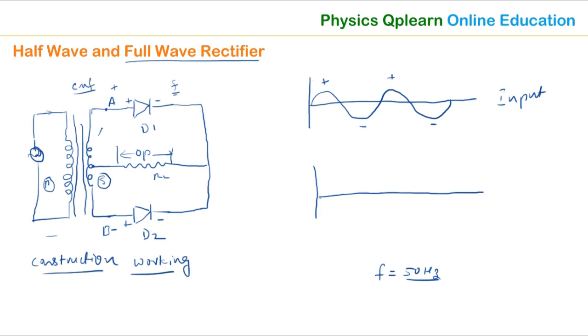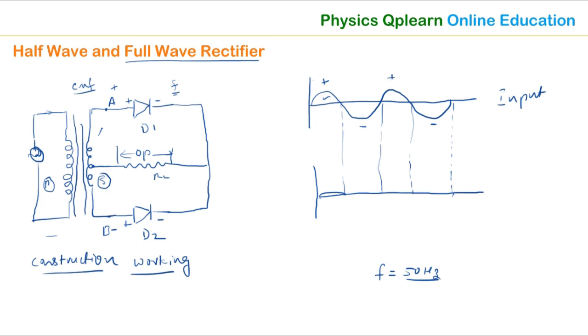So when the diode conducts during this positive cycle, we have to take dotted lines like this for this graph. When diode D1 is forward biased during the positive half cycle, this positive half cycle is converted into DC like that. Okay, next point.